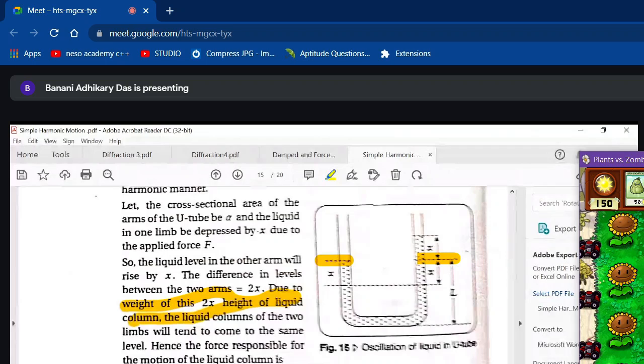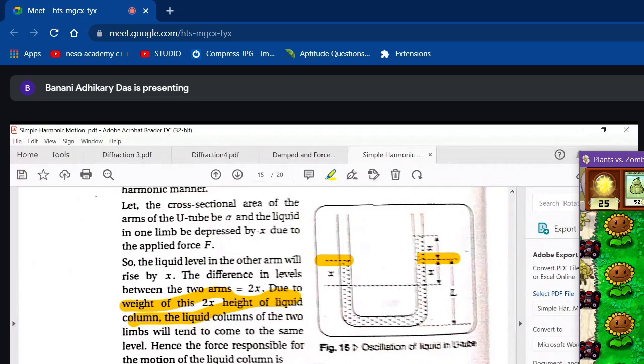Let the density be rho. And volume is height into cross-sectional area. The height is 2x, and alpha is the cross-sectional area, so 2x into alpha is the volume, multiplied by rho, the density. This gives you the mass m, and m into g gives you the force, and the minus sign is there for obvious reasons. So this is the force.